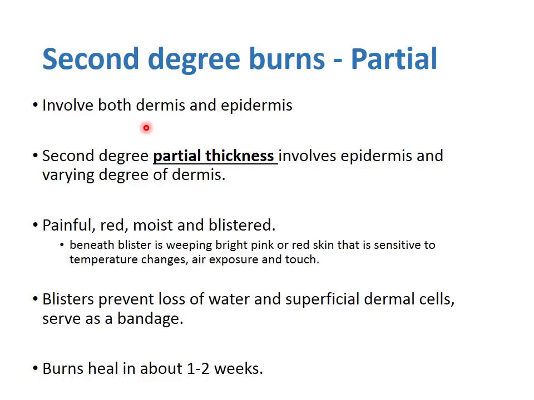If you have a full thickness, it involves all of the dermis. Because the dermis is a pretty thick layer, if you have a second degree partial thickness, it's penetrated into the dermis but not gone all the way through the dermis. If you have a second degree full thickness, you encompass the epidermis and the entire thickness of the dermis. It is that simple. So second degree partial involves a varying degree of the dermis but not all of it.